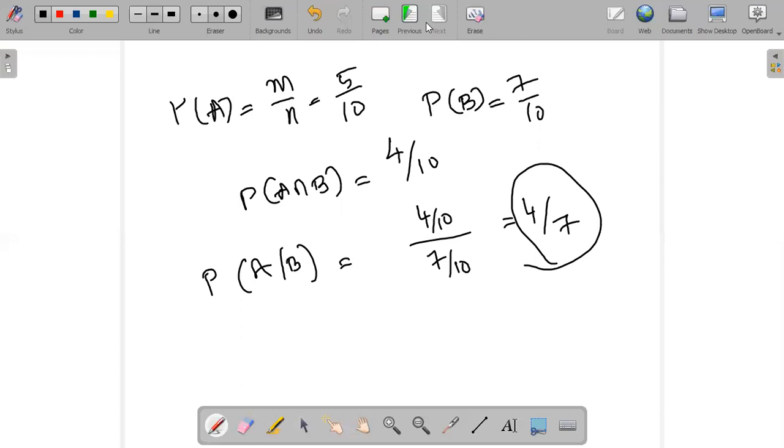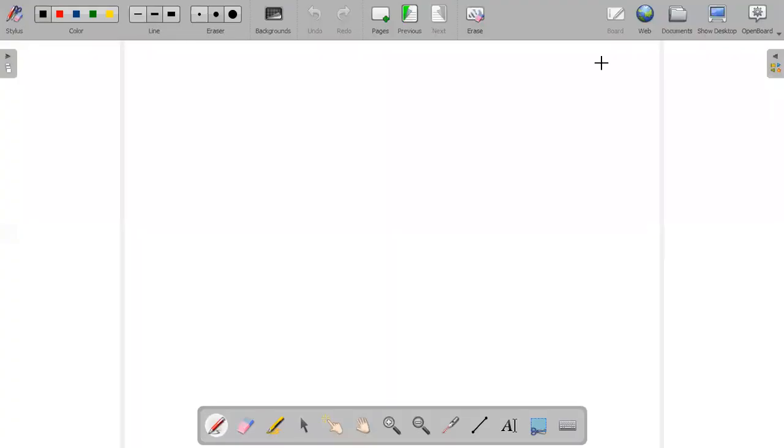Suppose a family has two children. What is the probability that both the children are boys, given that at least one of them is a boy? Okay, two children, we consider B as a boy and G as a girl. Can you tell me the sample space for this?